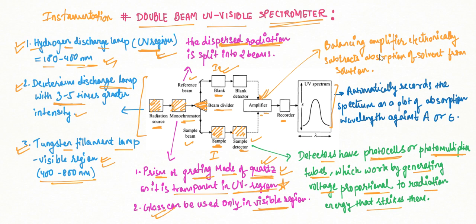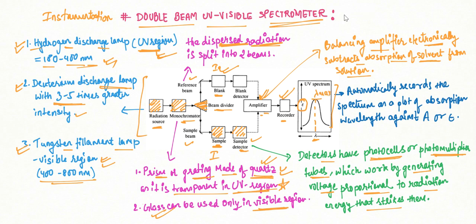The amplifier is a balancing amplifier which electronically subtracts the absorption of the solvent from the solution. So it is basically amplifying the solute or sample signal by subtracting the absorption of the solvent. And then finally there is a recorder which is going to give us a graph like this. This is our molar absorptivity coefficient, and this is our wavelength. So this is how we get the lambda max for any sample.